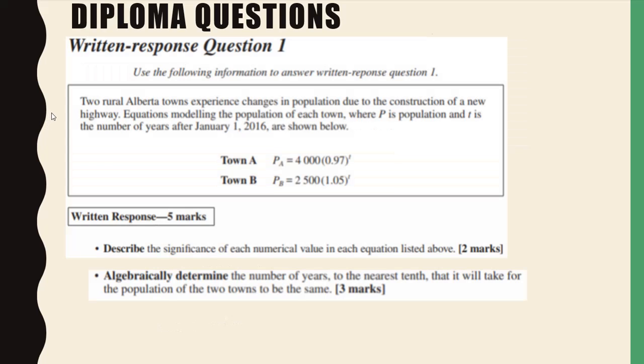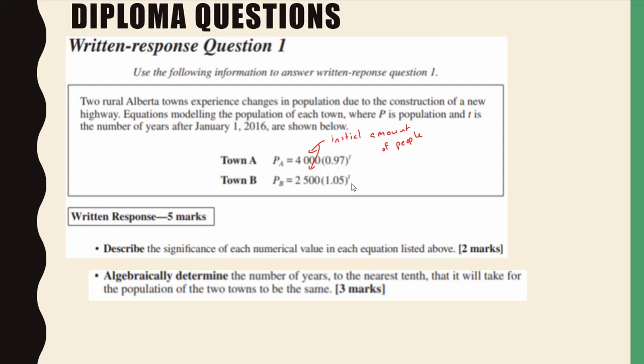So we have a written response question here. Two rural Alberta towns are experiencing changes in population due to the construction of a new highway. Equations modeling the population of each town, where P is population and t is the number of years after January 1st, are shown below. Describe the significance of each numerical value in each equation listed above. So we've got to go back here and look. Okay, so here, this is our initial amount of people. That's true for both of these.